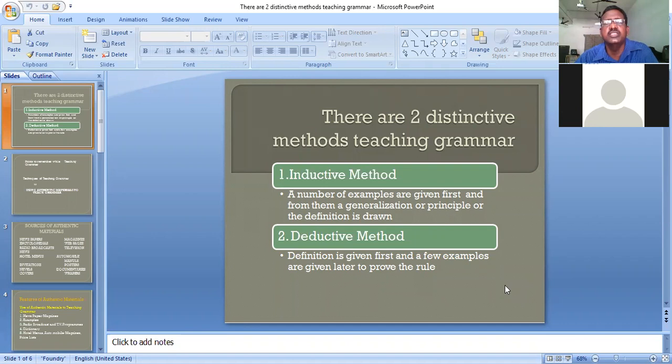Inductive method indicates that a number of examples are given first, and from them a generalization or principle or the definition is drawn. Infer the definition, infer the rule from the number of examples. Giving a number of examples, from them we draw some theory or generalization, principle, in this way.